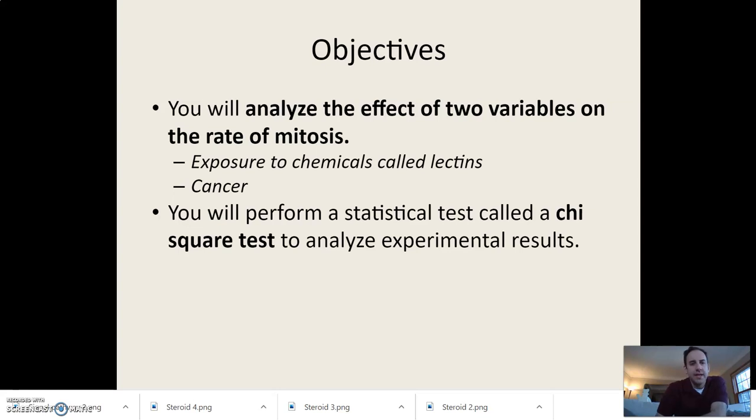So, the two main objectives. One, you're going to analyze the effect of two variables on the rate of mitosis. Those two variables are, one, the exposure of cells to chemicals called lectins, and the second variable is cancer. Then you're going to perform a statistical test called a chi-square test to analyze experimental results. I recognize that is a new thing, so much of this screencast is going to be devoted to talking about what this chi-square business is.